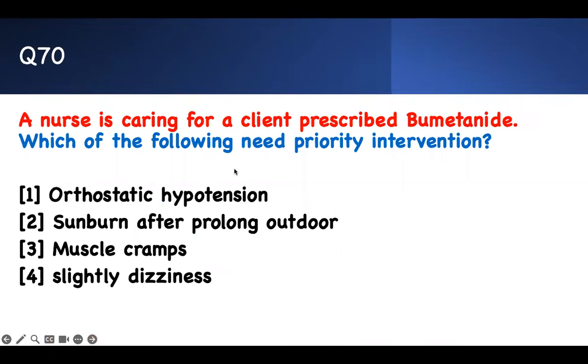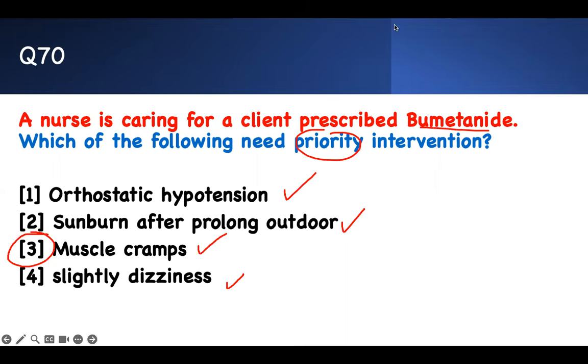A nurse is caring for a client prescribed bumetanide. Which of the following needs priority intervention? This is a loop diuretic. What is the number one for this patient? There's a bunch of stuff. They cause orthostatic hypotension. They have photosensitivity because of the sulfa drug. They cause hypokalemia, which causes muscle cramps. They cause slight dizziness from the orthostatic hypotension. What do you think is the most important? It's the potassium, hypokalemia, and this is muscle cramp.